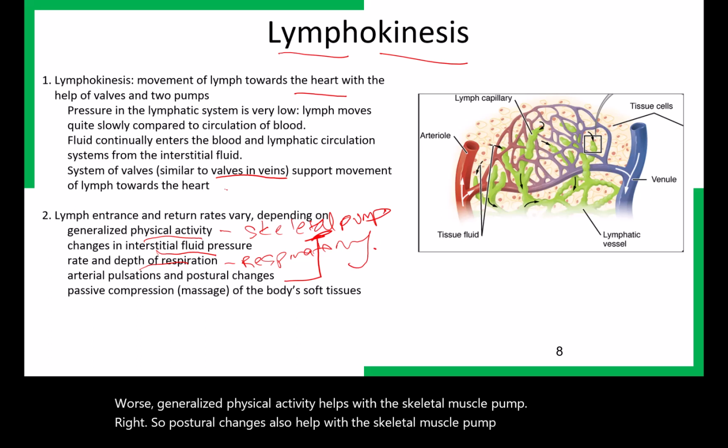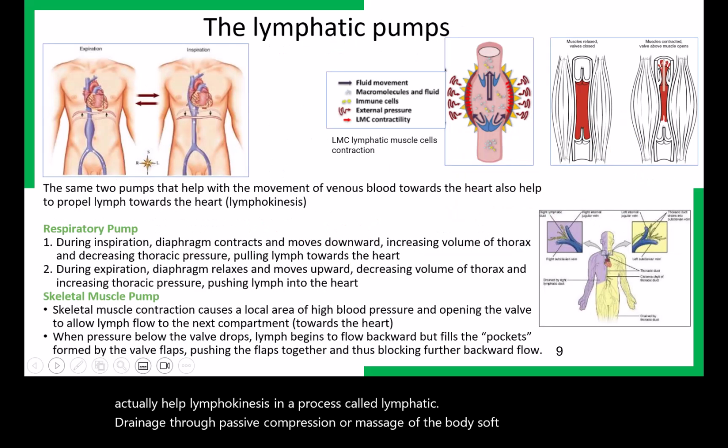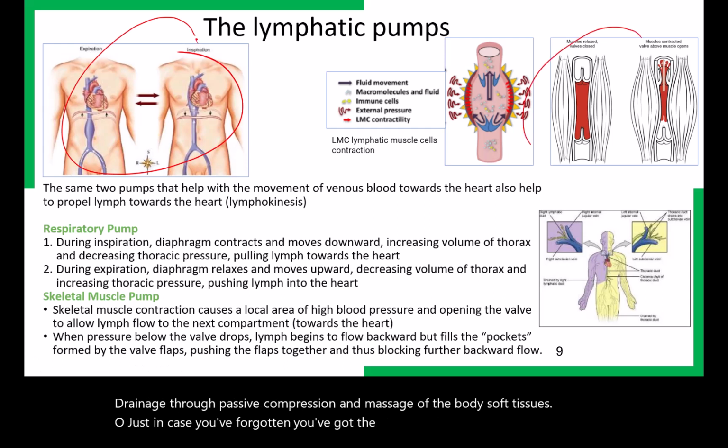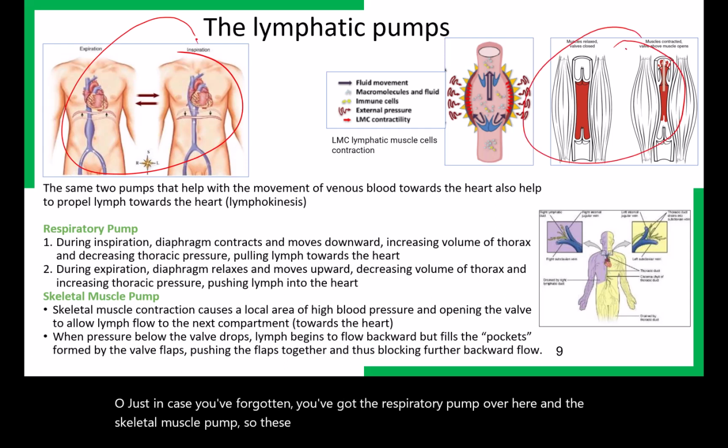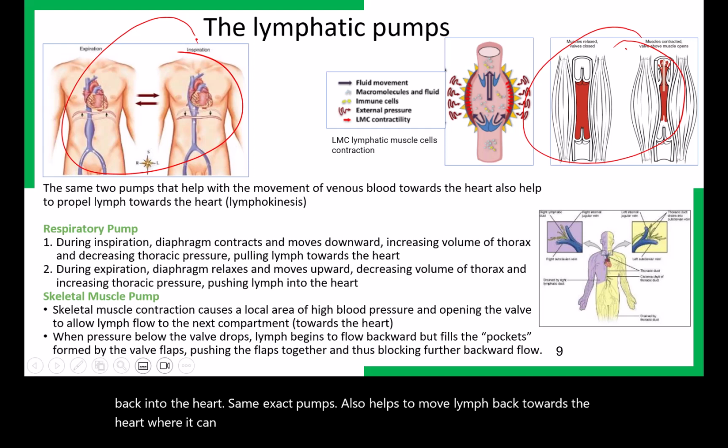We can also help lymphokinesis in a process called lymphatic drainage, through passive compression or massage of the body's soft tissues. Just in case you've forgotten, you've got the respiratory pump and the skeletal muscle pump. These are the same two pumps that help move venous blood back into the heart. The same pumps also help move lymph back towards the heart, where it can be drained into the circulatory system through the right and left subclavian veins.